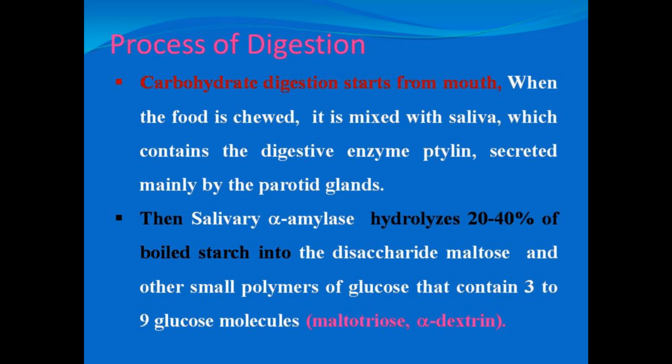Carbohydrate digestion starts from the mouth. When the food is chewed, it is mixed with saliva, which contains the digestive enzyme ptyalin, secreted mainly by the parotid glands. Then salivary alpha-amylase hydrolyzes 20 to 40% of boiled starch into the disaccharide maltose and other small polymers of glucose that contain 3 to 9 glucose units, namely maltodextrose and alpha-dextrin.